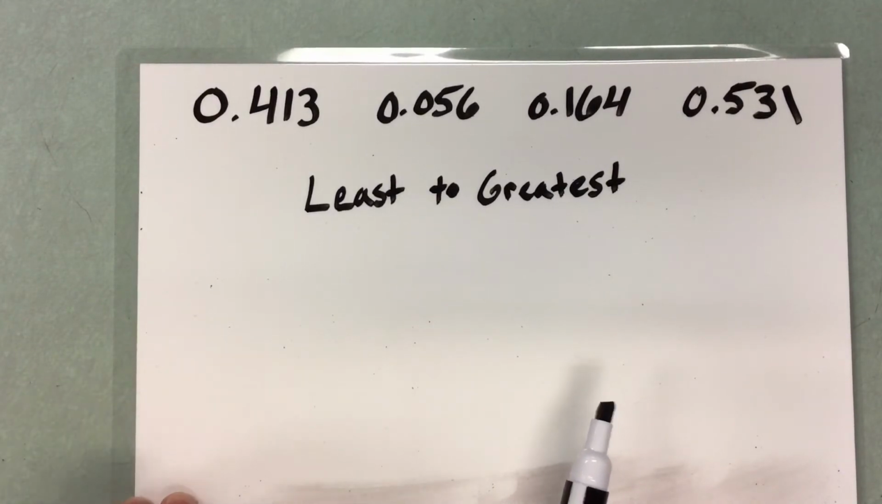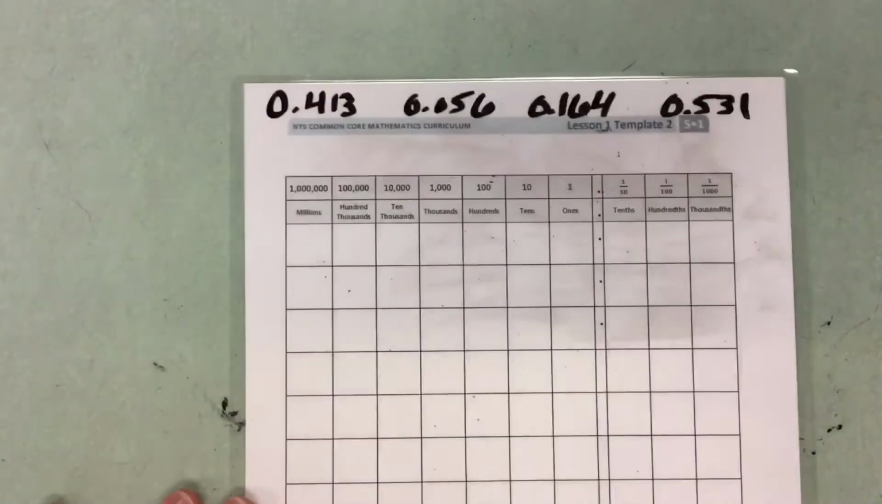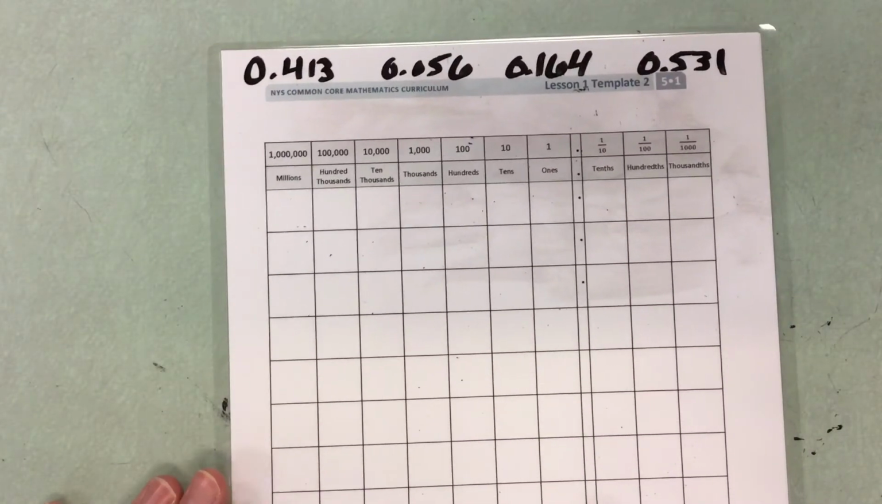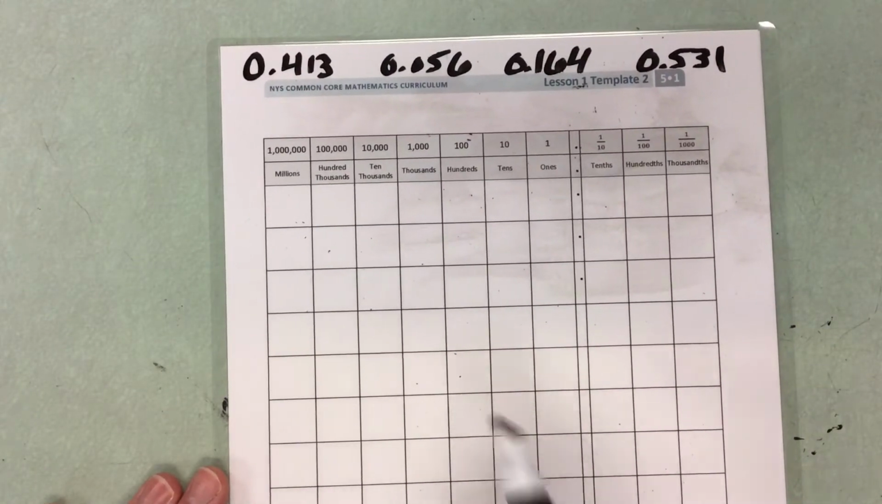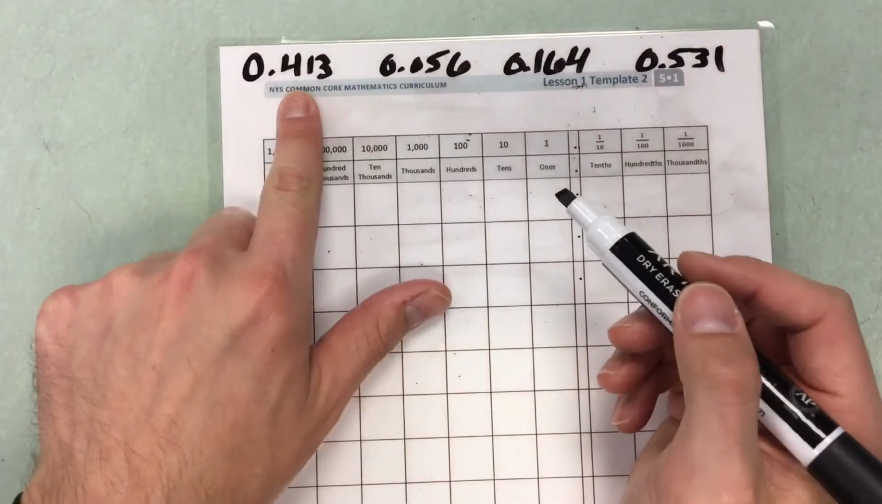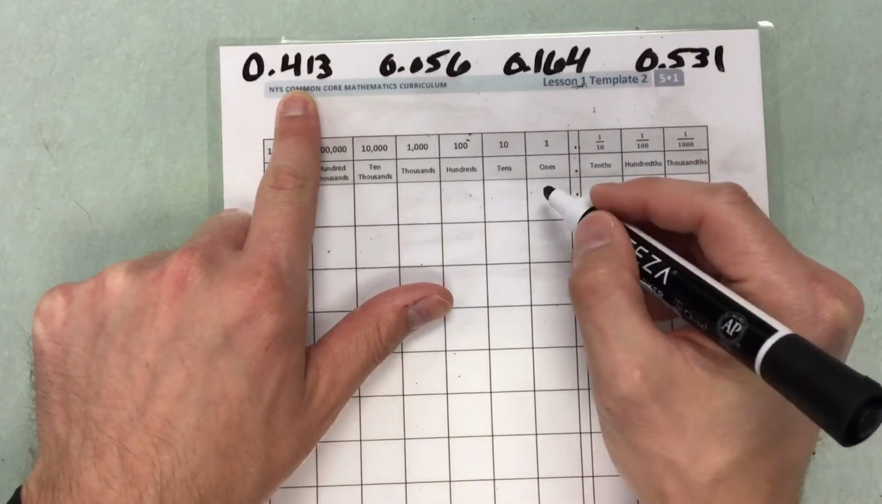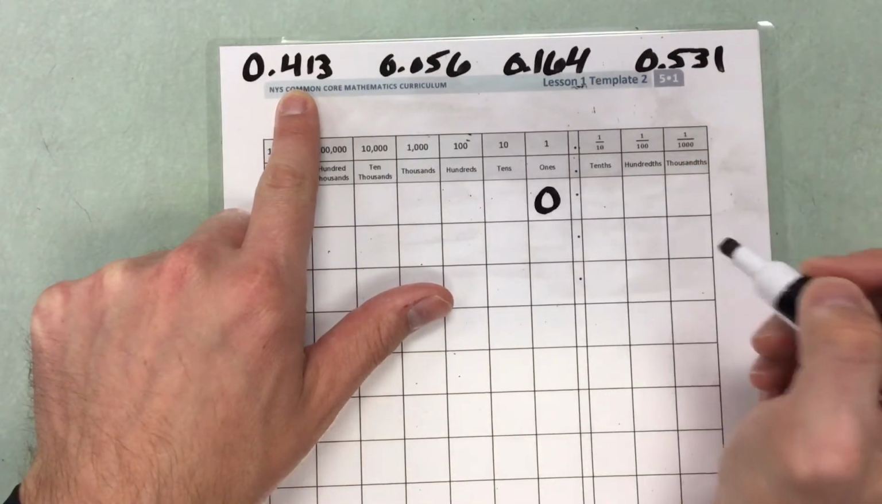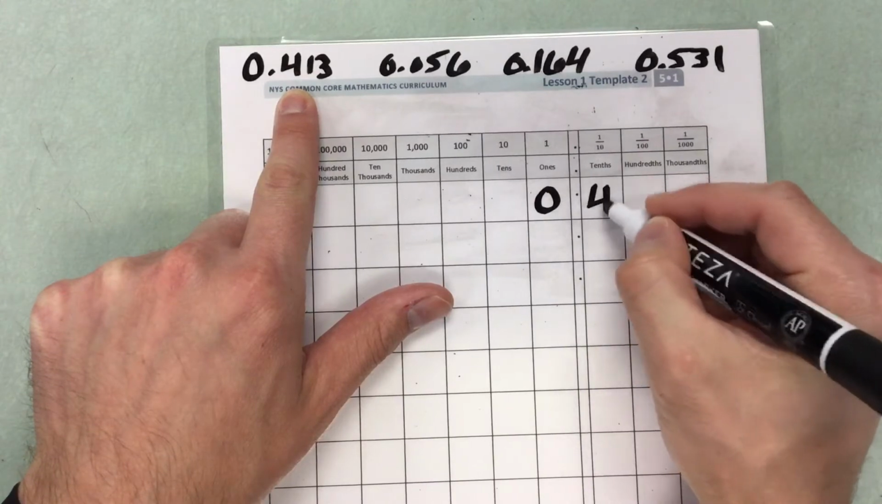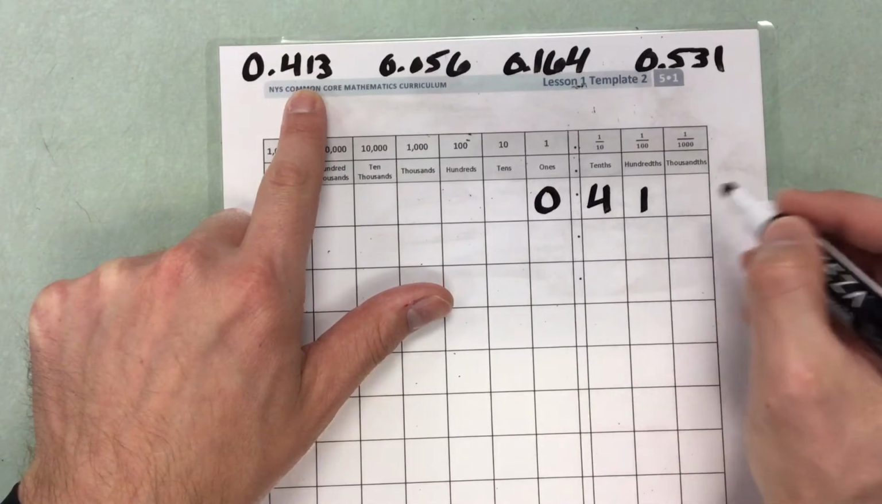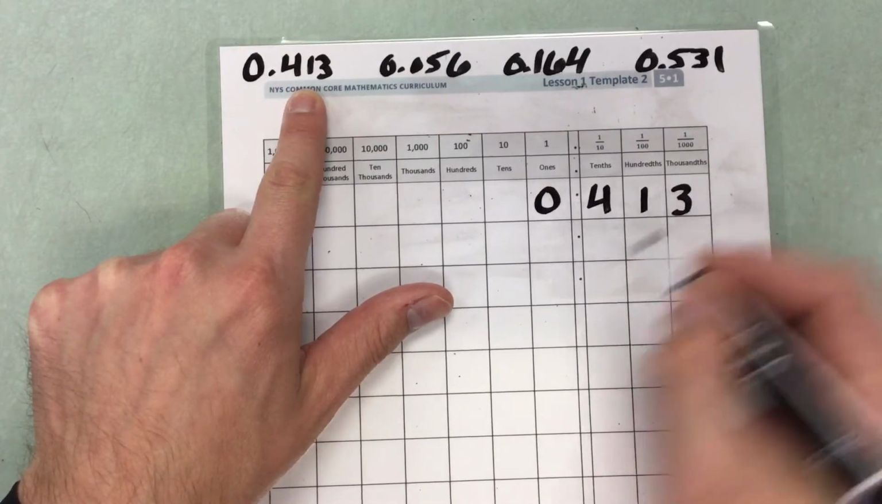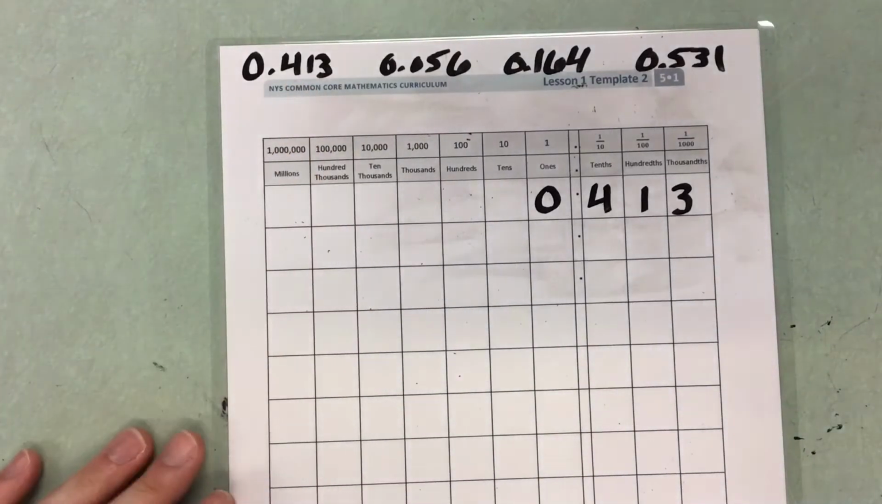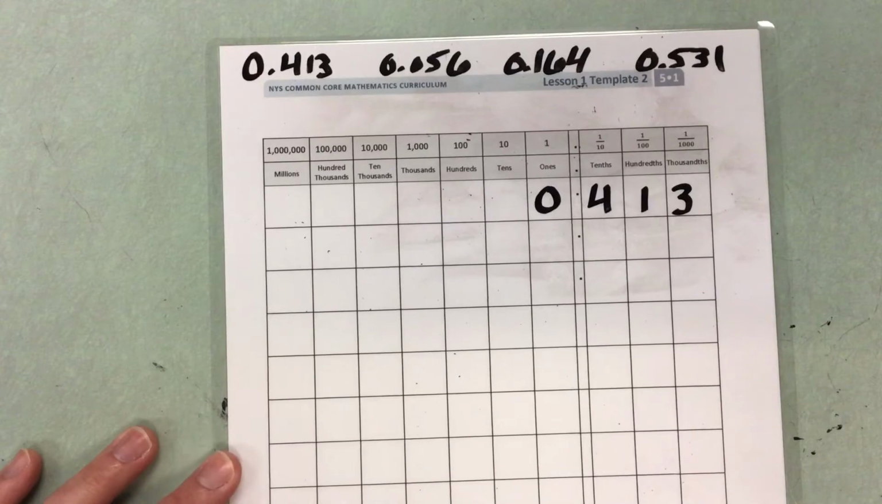So the strategy I'm going to use is I'm going to place all four numbers in the place value chart and then compare. So let's start with 413 thousandths. So I have a 0 in my one spot, a 4 in my tenths, a 1 in my hundredths, and a 3 in my thousandths. Go ahead and pause this video and put the rest of the decimals in your place value chart.